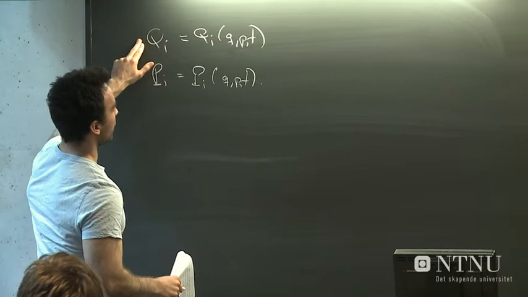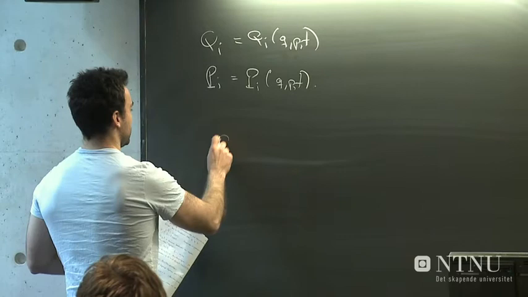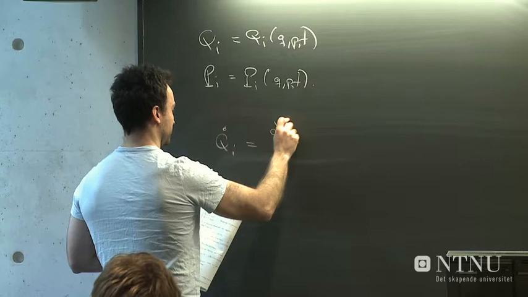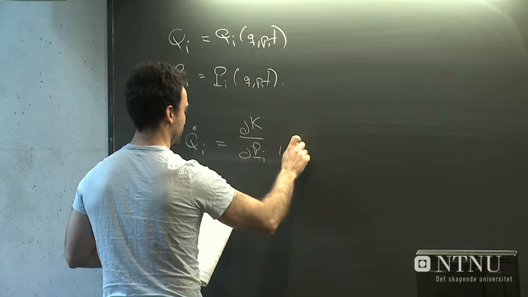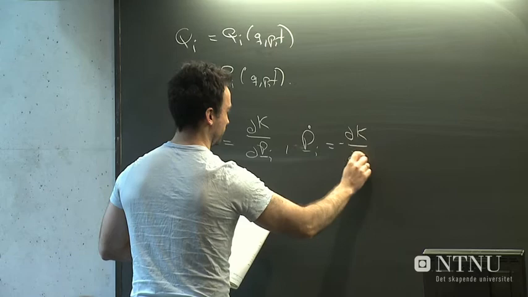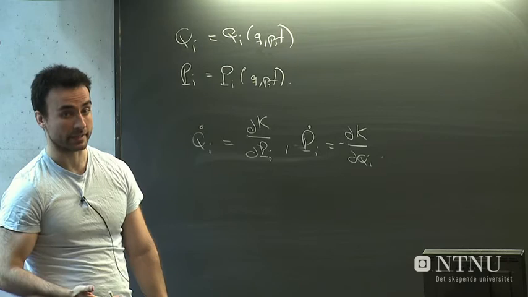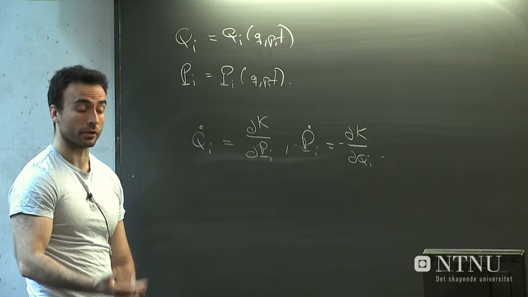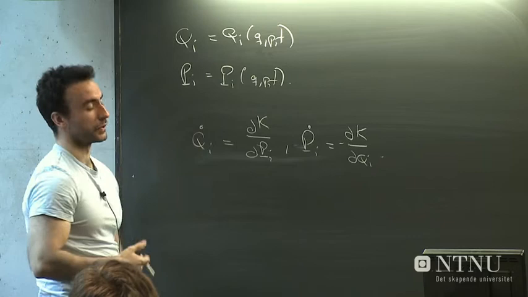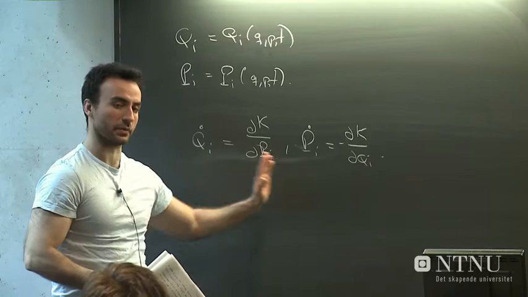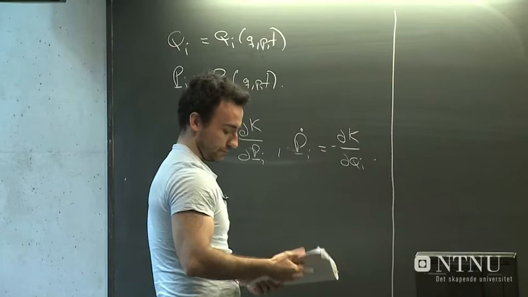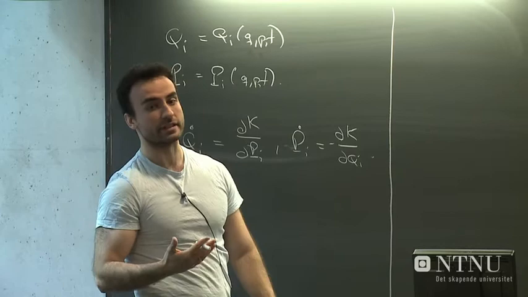And if these coordinates satisfy the following equations, where K is the new Hamiltonian in the new set of coordinates, large Q and large P, well, then we were dealing with a canonical transformation. So it's important to distinguish a canonical transformation from an arbitrary transformation, because we can always generate some new function in terms of the old coordinates, but it's only canonical if these equations are satisfied. And we saw that in order to accomplish this mathematically, we can make use of a so-called generating function.